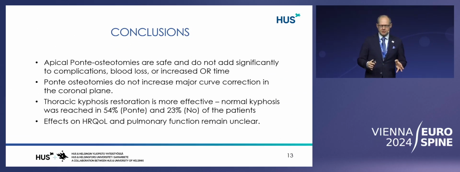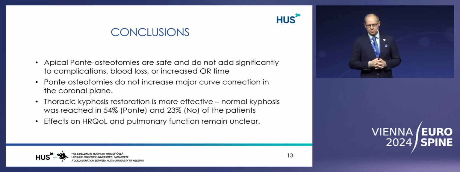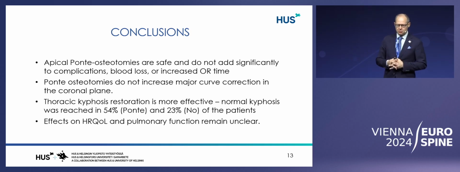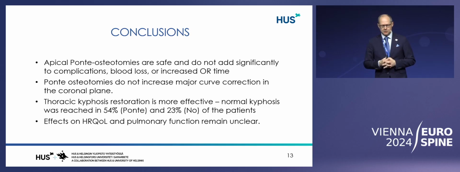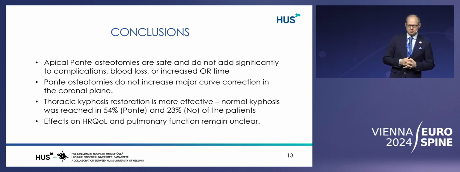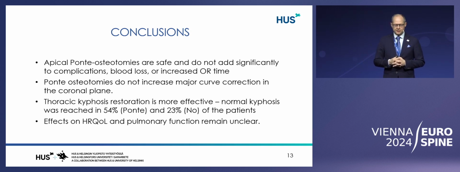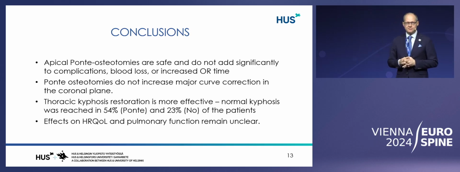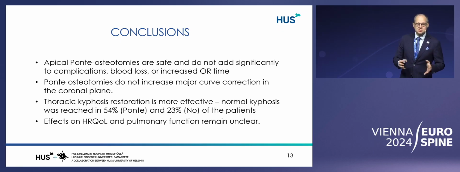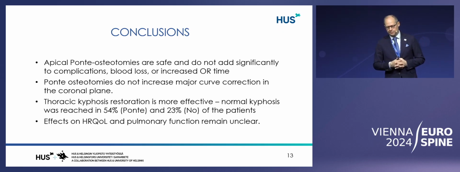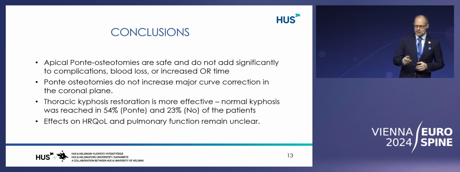In conclusion, apical Ponte osteotomies are safe, and they do not add significantly to complications, blood loss, or increased OR time. Additionally, Ponte osteotomies do not increase major curve correction in the coronal plane, while thoracic kyphosis restoration is more effective, and normal kyphosis was reached much more often in the Ponte group than in the no Ponte group. Effects on health-related quality of life and pulmonary function obviously remain unclear.